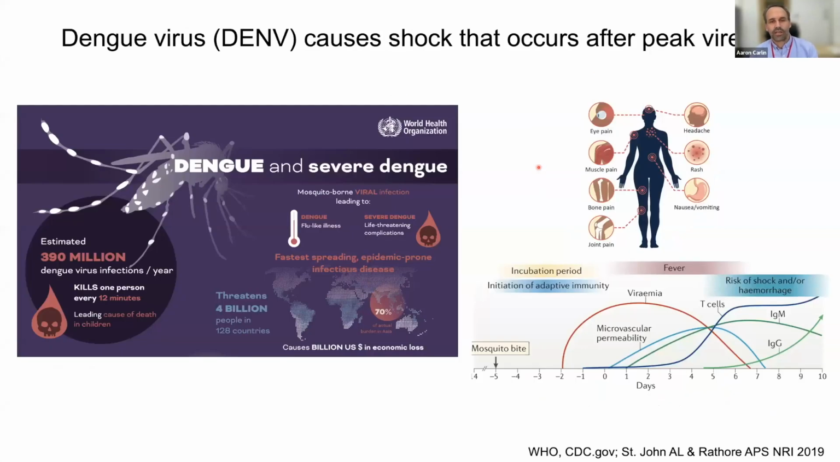Today, I'll also be talking about dengue virus disease, kind of as a way for us to understand how Zika virus is different from other flaviviruses. Dengue virus is also transmitted by Aedes mosquitoes. It causes about 390 million infections per year and kills a person every 12 minutes. Its clinical manifestations are very different from Zika virus.